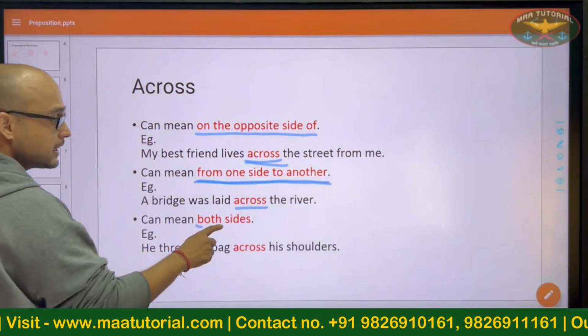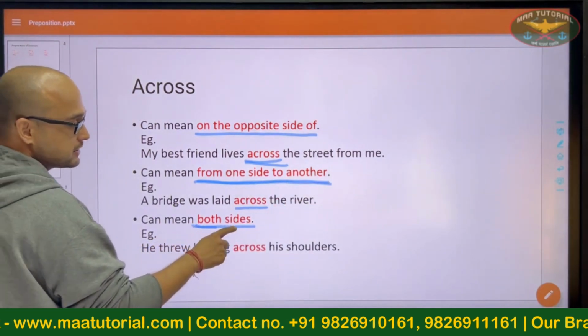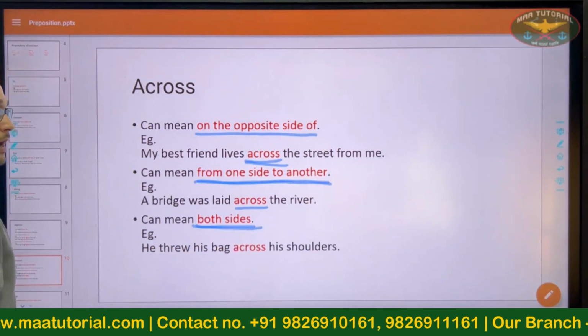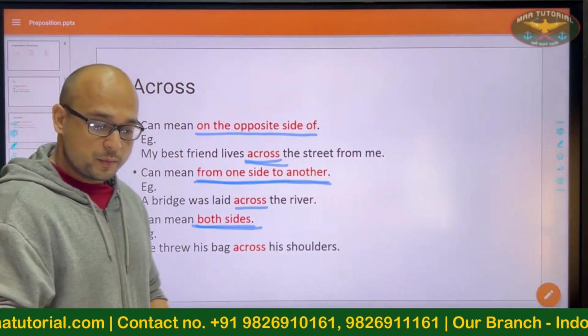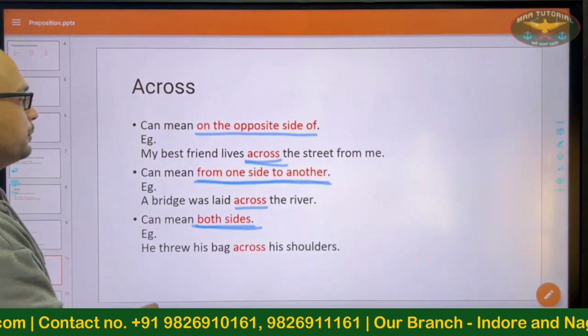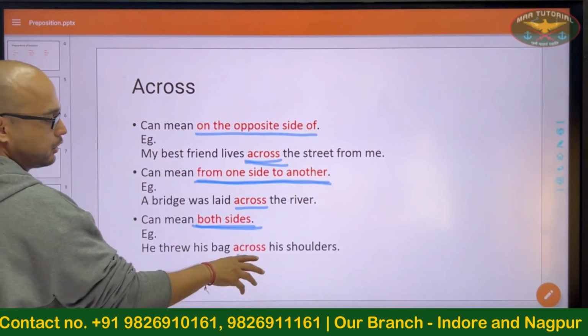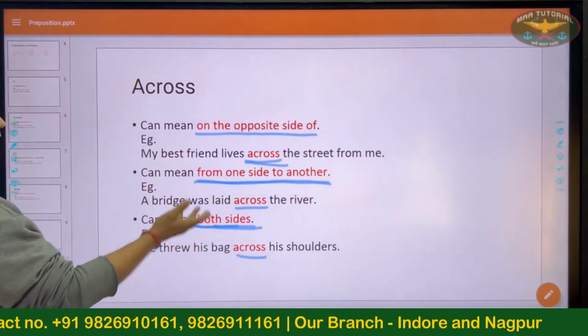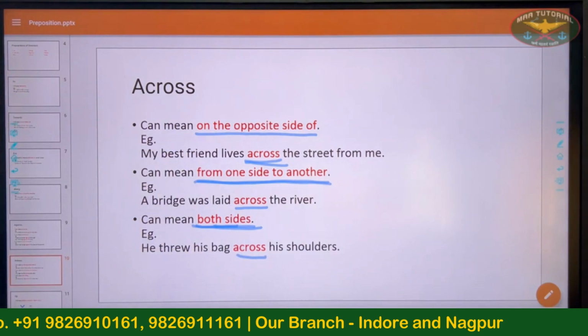It can also mean both sides. He threw his bag across his shoulders. So somebody takes their bag and throws it across their shoulders. That means on both sides of their shoulders. So there across means both sides. So we see there could be three meanings of across as well.